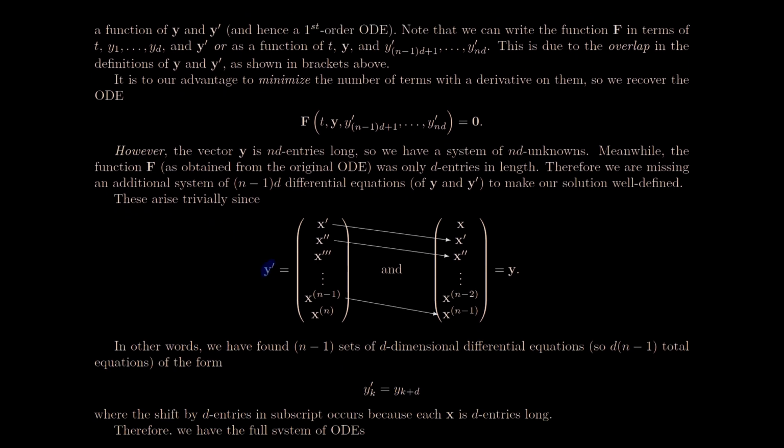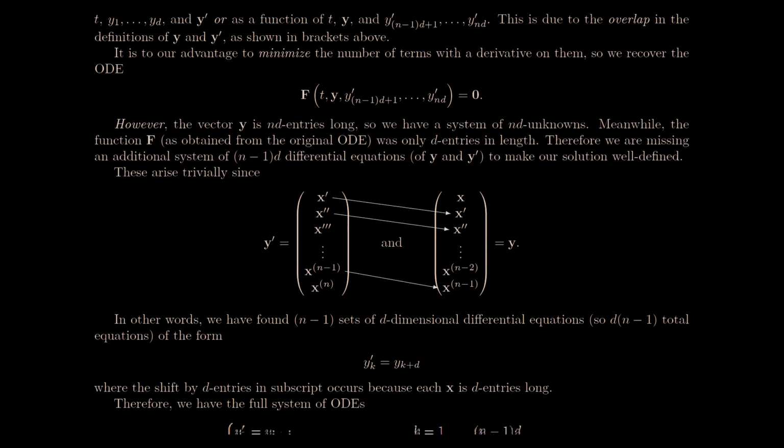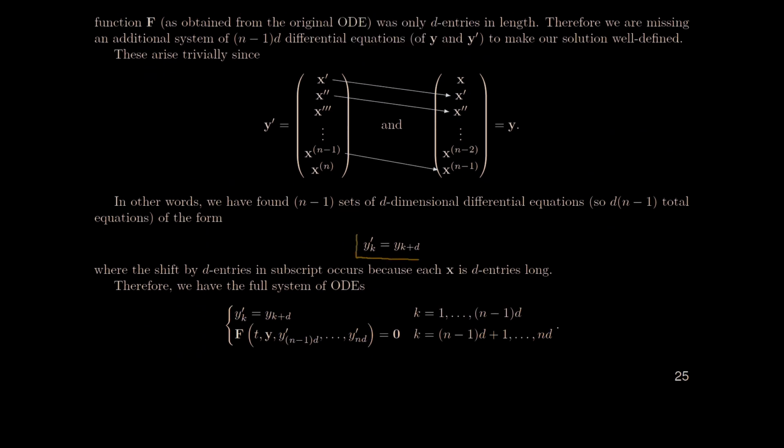We can find them by the following. I note that y prime, which had all of these derivatives on the x's, is actually related to y by a shift. A derivative shifts the entry. If I want to think about this in terms of indexes, the derivative is a shift by d total entries, because the size of the x vectors is d. So it's a shift by d total entries of y.